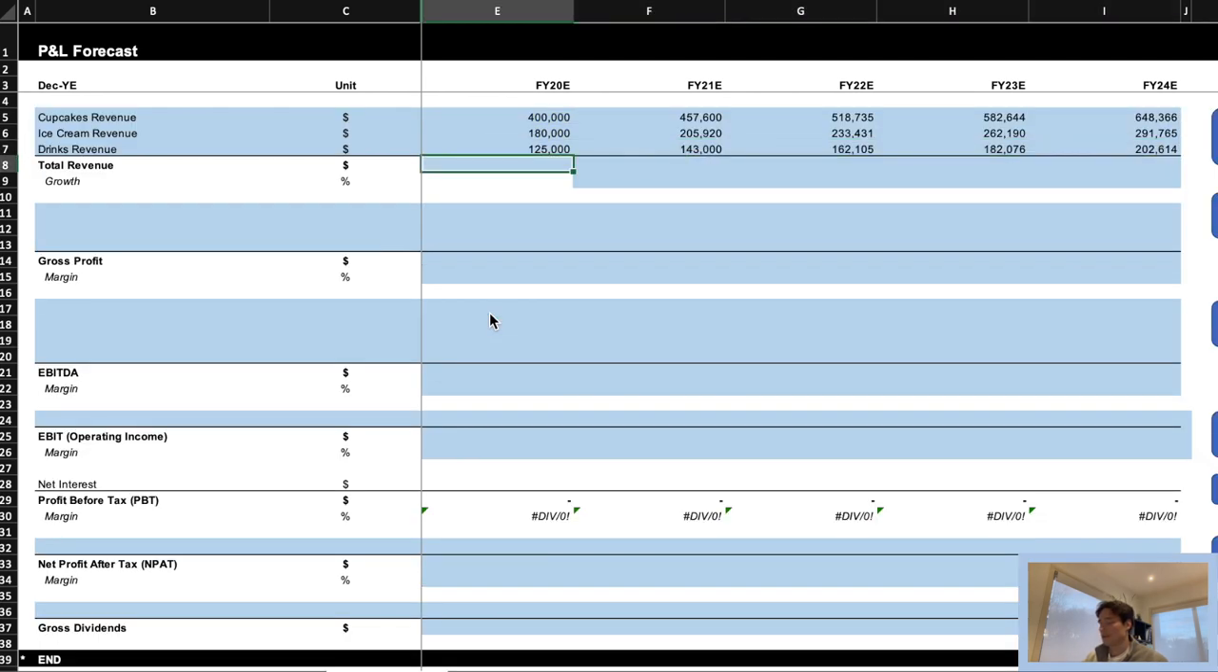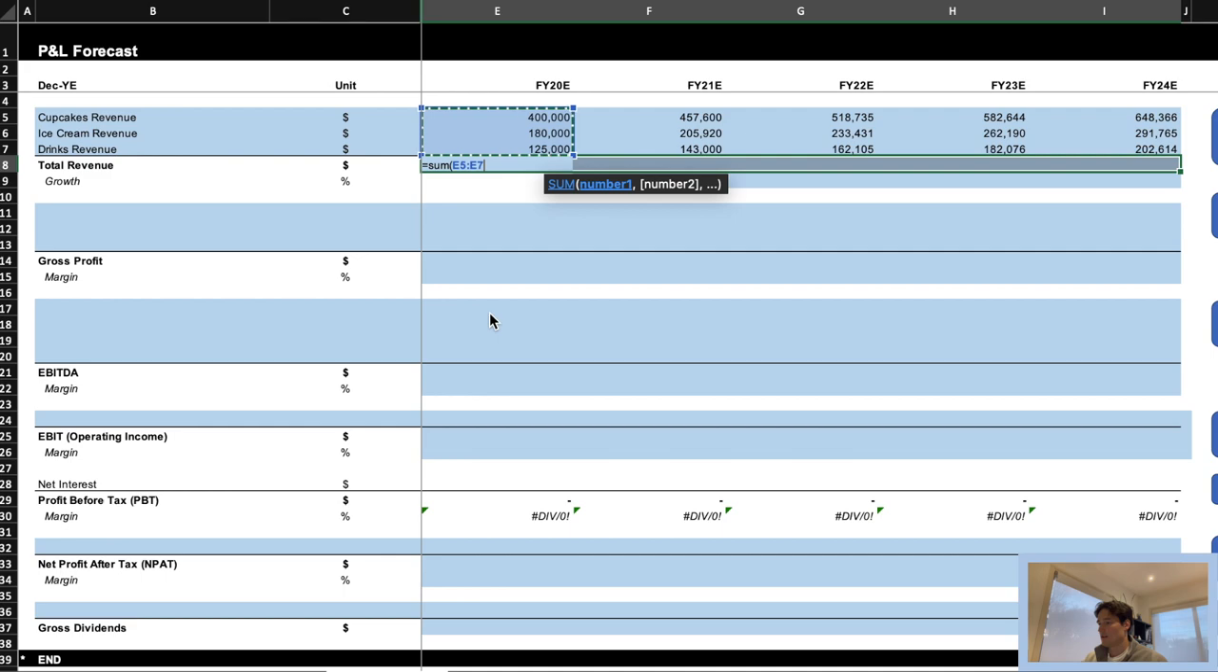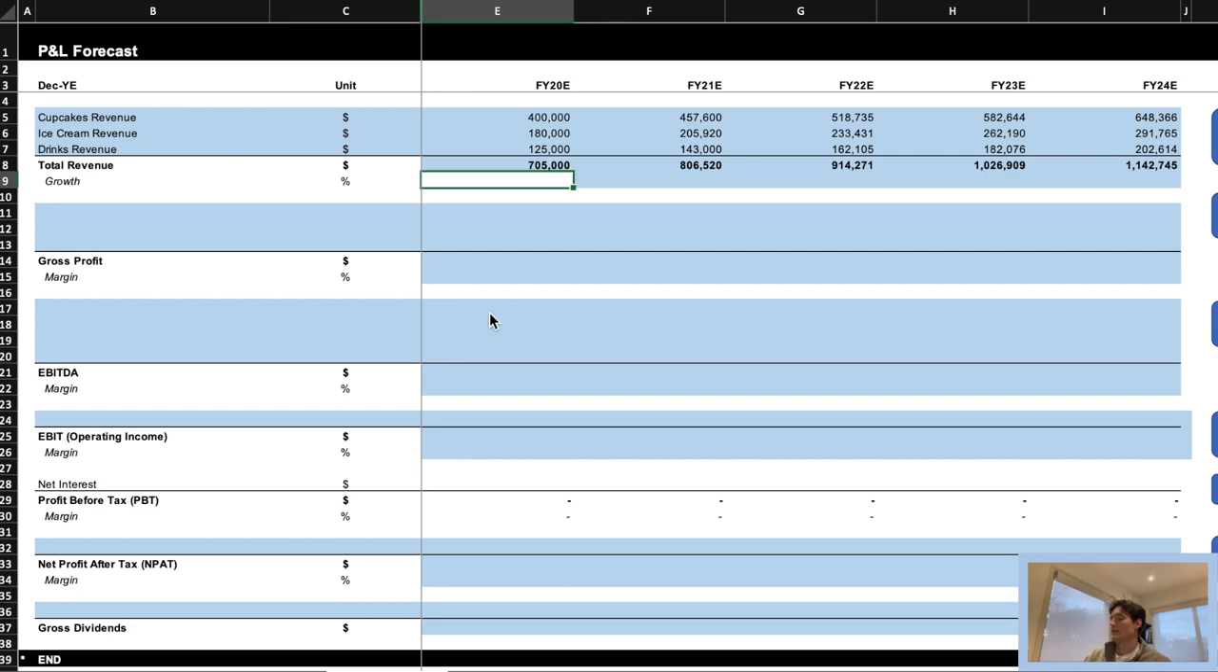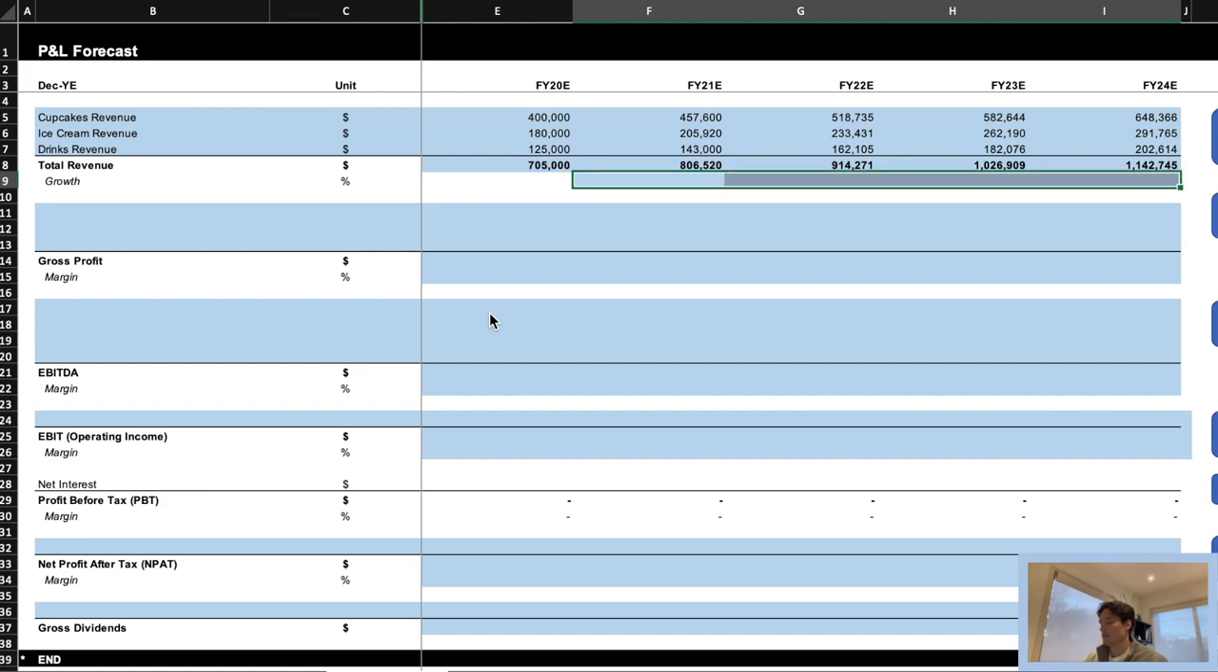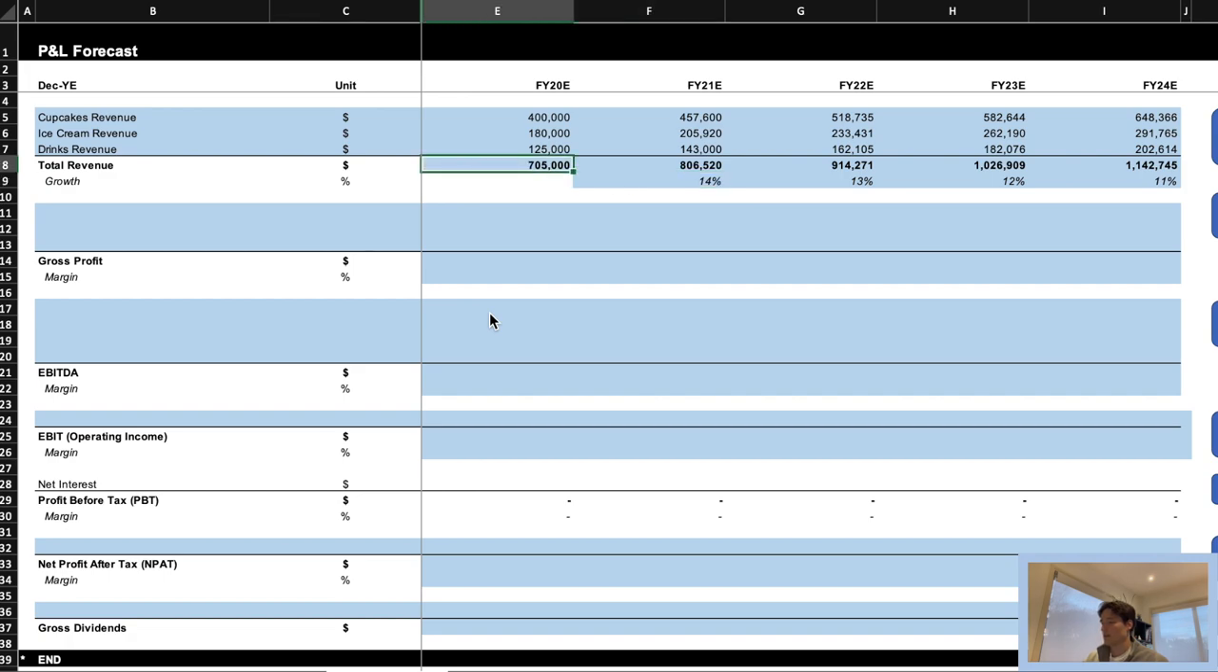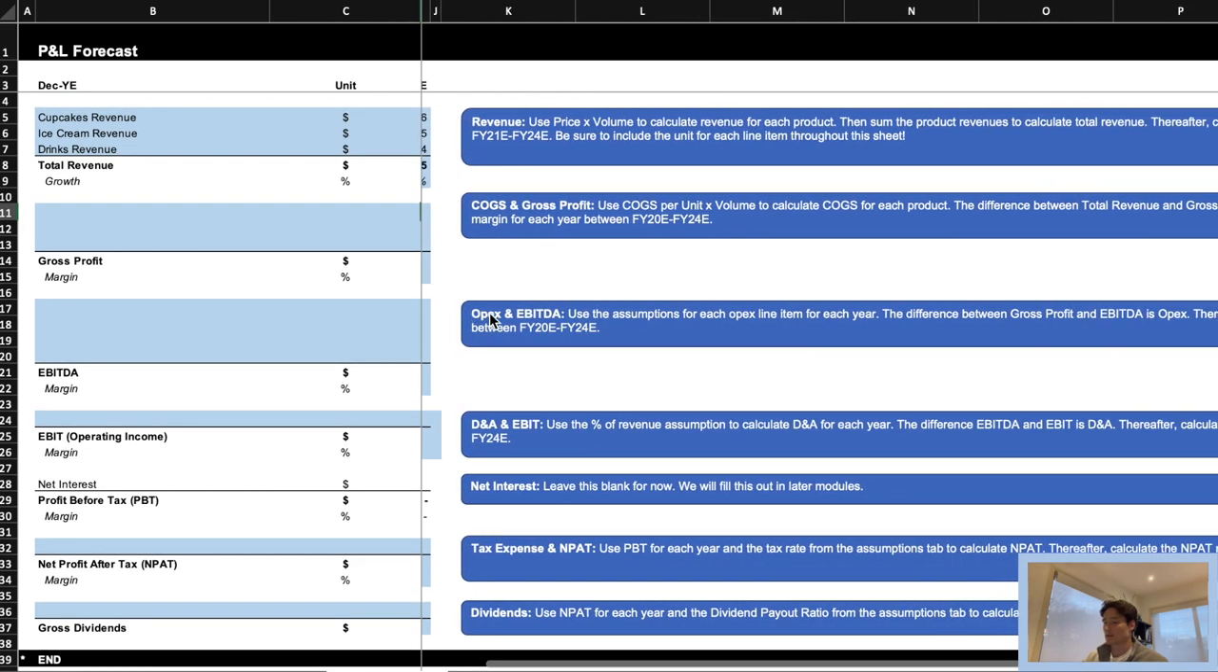Perfect. And now to sum the total revenue, we can highlight the row, equals sum, highlight our cells and control enter once again. Great. And the final step here is to calculate growth. So the fastest way to do that will be to once again highlight the row, equals FY21 number divided by the previous year minus 1. And that gives us the growth rate year on year. Control enter to fill out the rest of the row. All right, pretty simple.